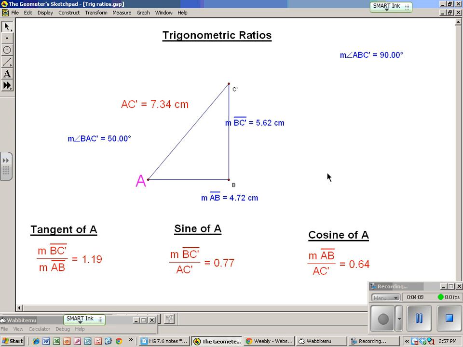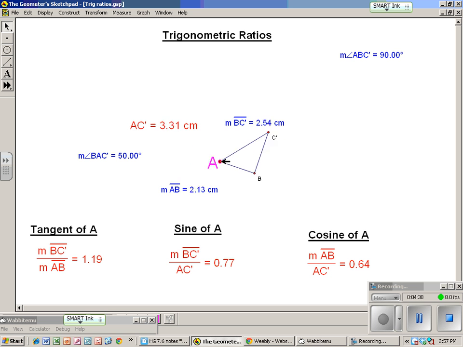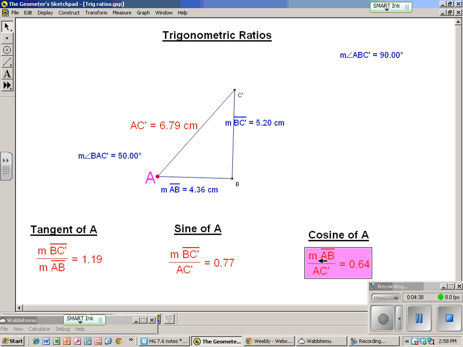Same idea for the cosine of angle A. We're still using the 50-degree angle. The cosine ratio is the adjacent leg over the hypotenuse. So we're looking at those two side lengths as a ratio, adjacent over hypotenuse. Keep your eye on that 0.64. For that angle A, 50 degrees, the cosine of A, or cosine of 50 degrees, doesn't matter how big or how small the triangle is. The ratio of those two sides never changes. These are your trig ratios. They relate an angle measurement to a ratio of two sides in a right triangle.